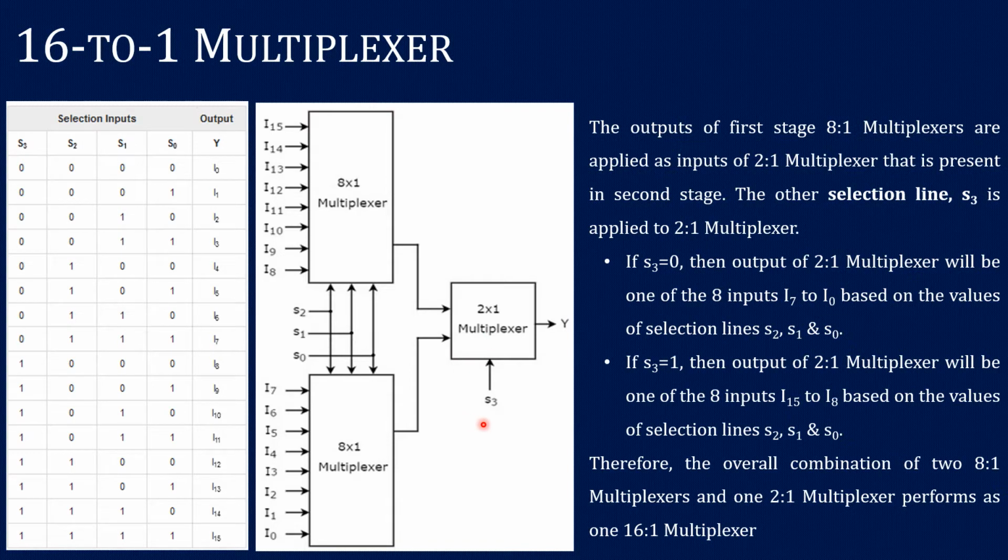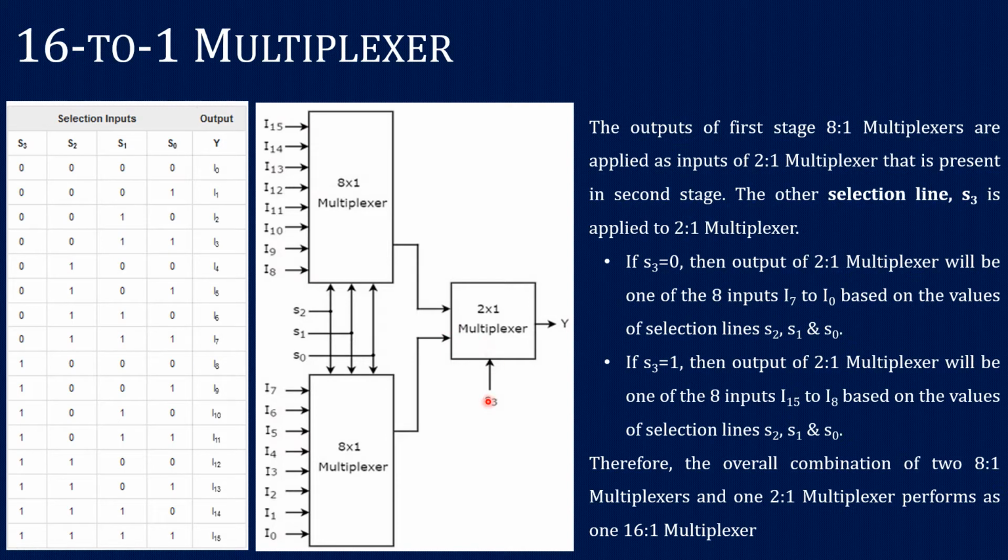Another selection line, S3, is applied to this 2 by 1 multiplexer. Since we have two output lines, only one will be connected to Y, right? To determine that, we have another selection line, that is S3. If S3 is equal to 0, then the output of the 2 by 1 multiplexer will be one of the 8 inputs I0 to I7 based on the values of the selection lines S2, S1 and S0.